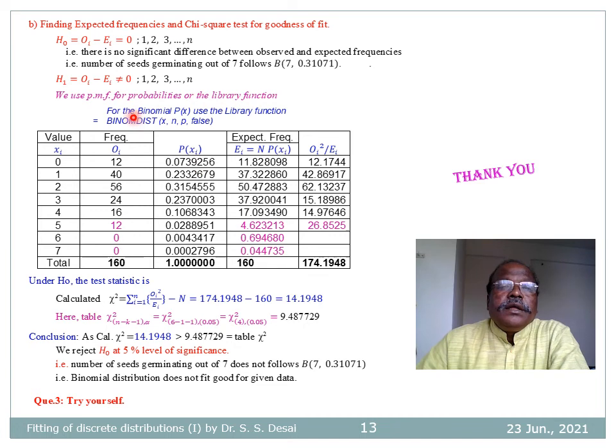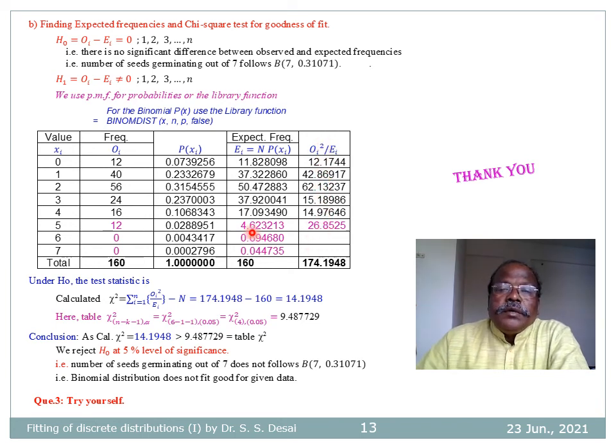So you may use the library function from Excel, BINOM.DIST with x, n, p and false. So you may use this library function to find probabilities here. These are the expected frequencies, and this is the ratio oi square by ei here.